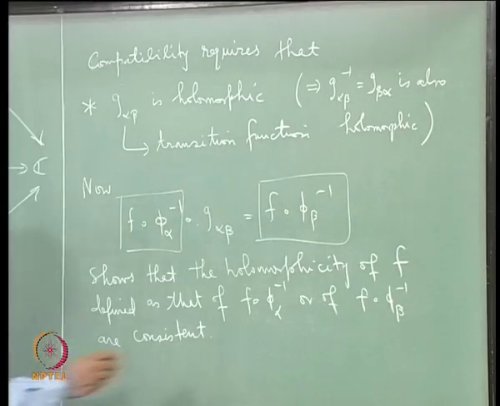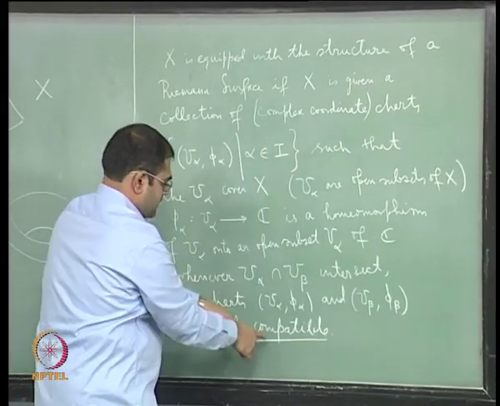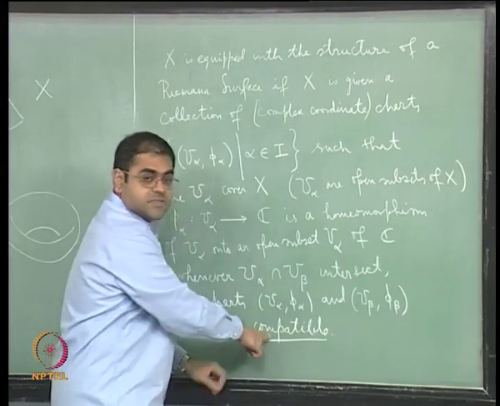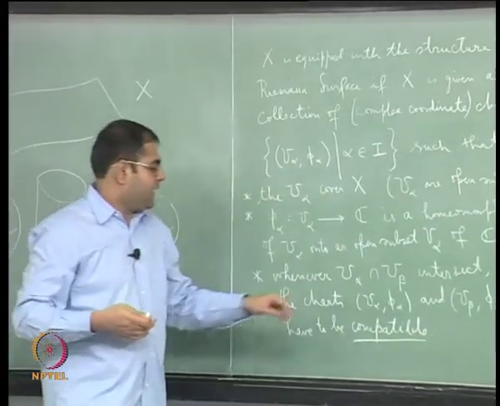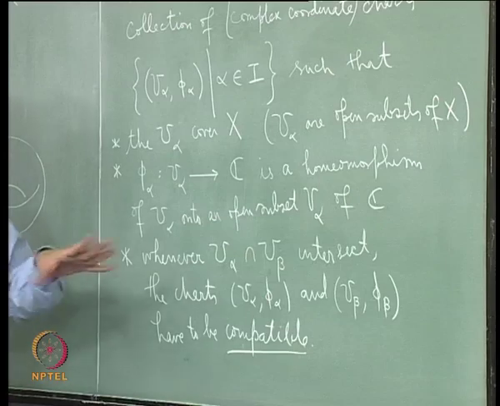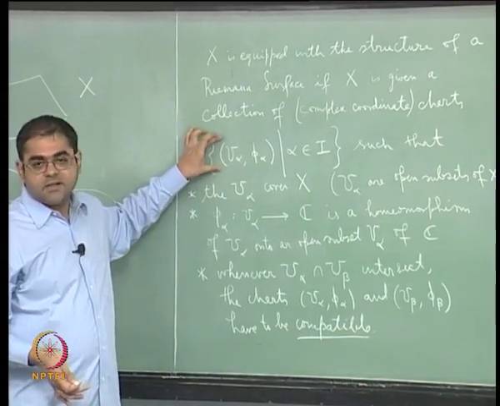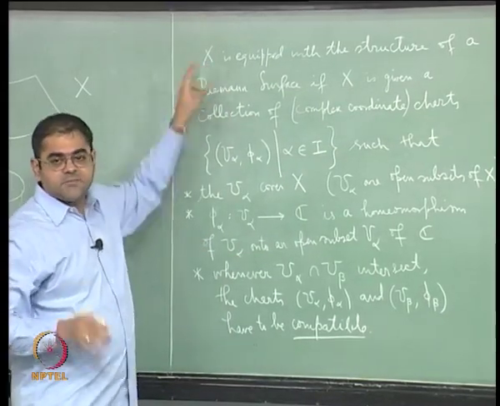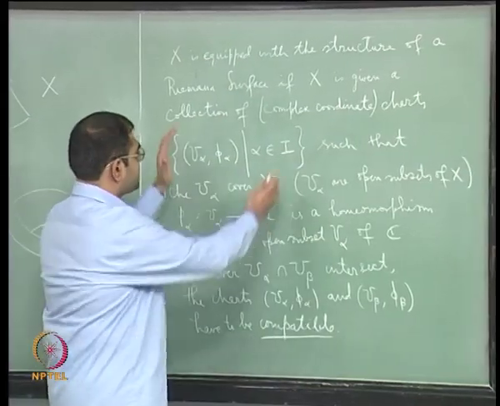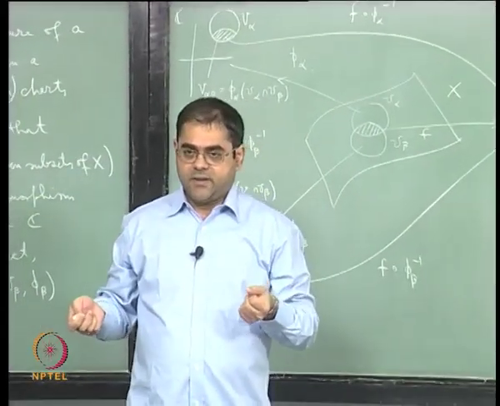Fine. So now let me again tell you very quickly that when you have this collection of charts which consists of pairwise compatible charts, you must notice that compatibility has to be checked only when two charts intersect. So whenever any two charts intersect, if they are compatible and if I have a collection of charts that cover, then I say that X is now a Riemann surface. I say that the surface X has been given the structure of a Riemann surface. Now this collection of compatible charts has a special name. It's called an atlas, a complex atlas.